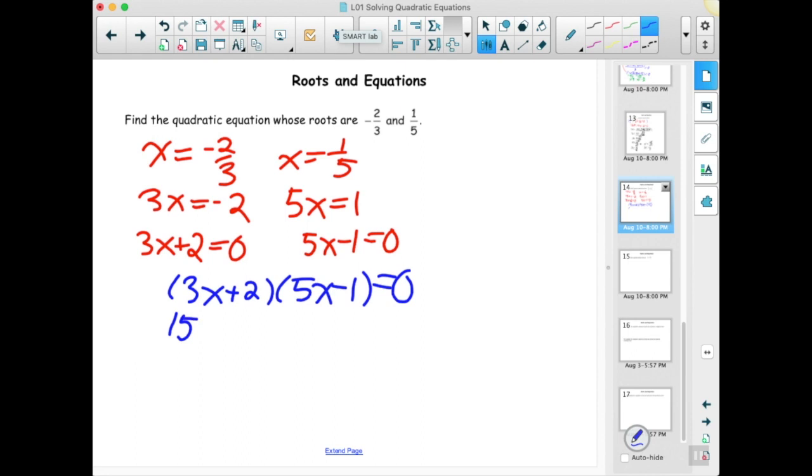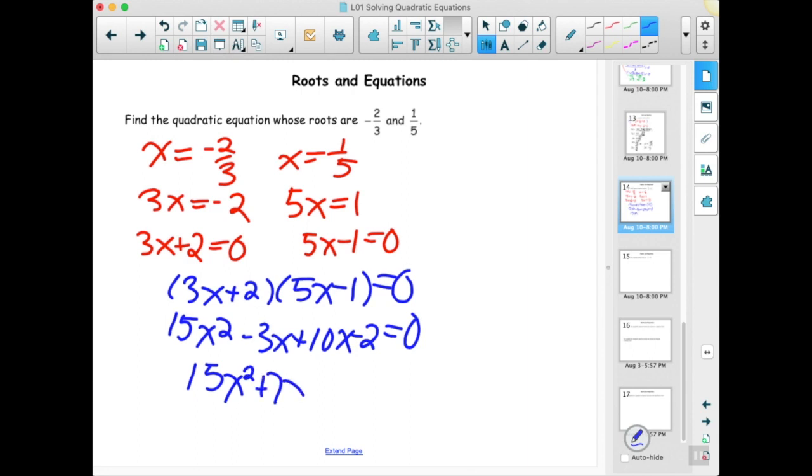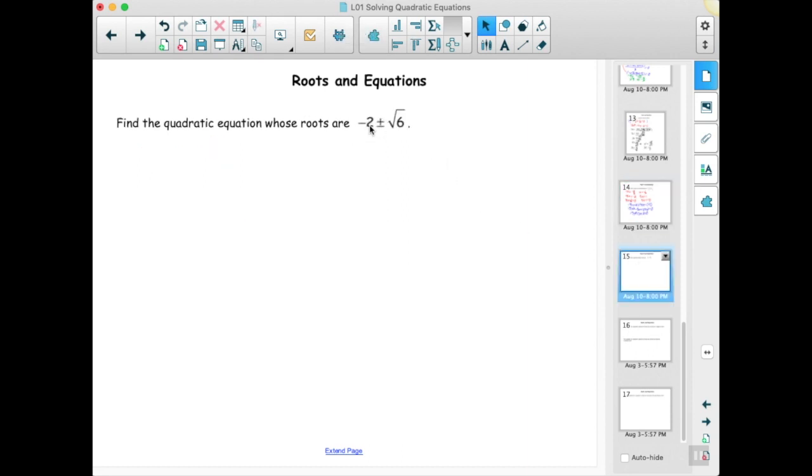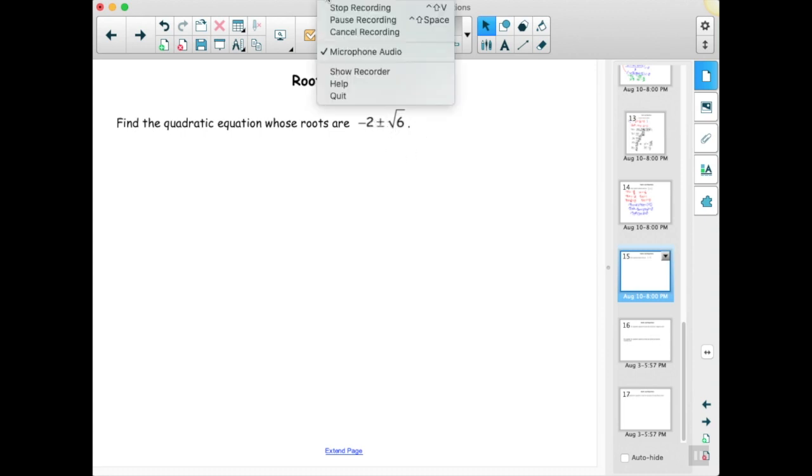I now have 15x squared minus 3x plus 10x minus 2 is 0, and that's going to give me 15x squared plus 7x minus 2 is 0. All right, similar idea on the next slide, just made a little bit more complicated because now the roots aren't rational numbers. So again, I'm going to pause, give you some time to think about it. You should pause as well.